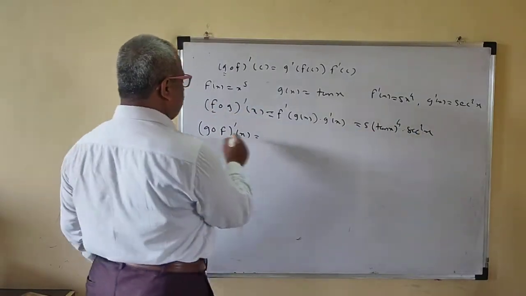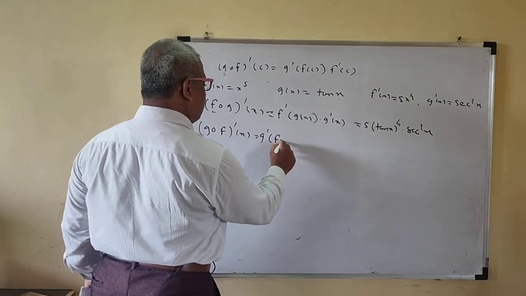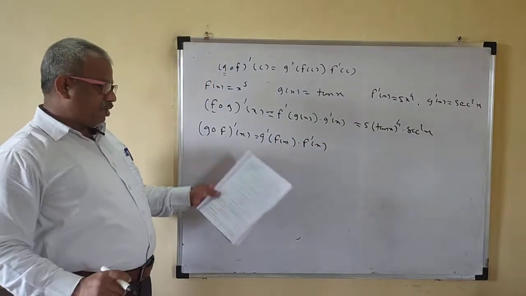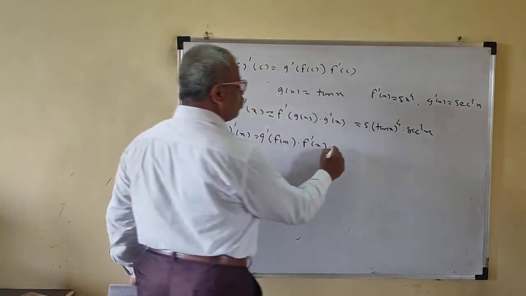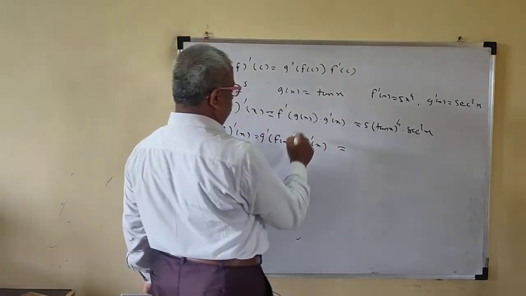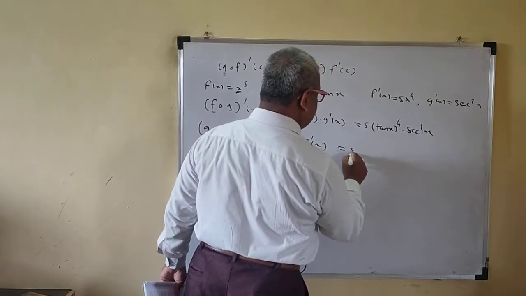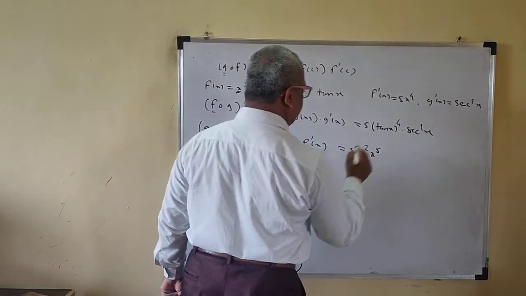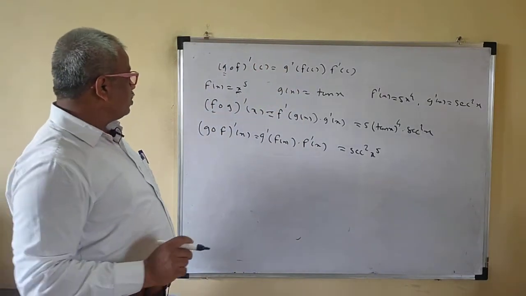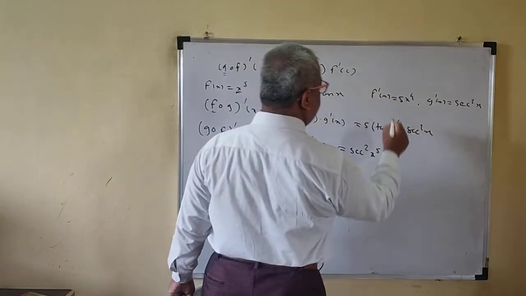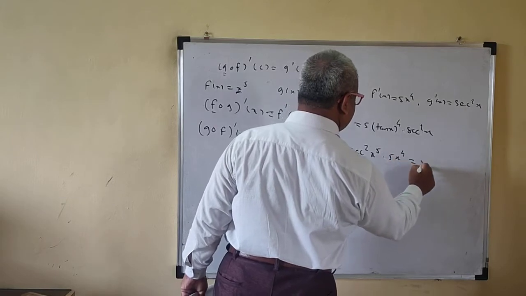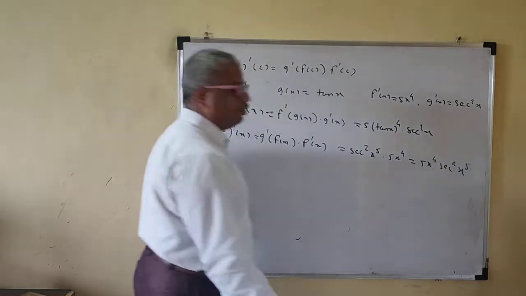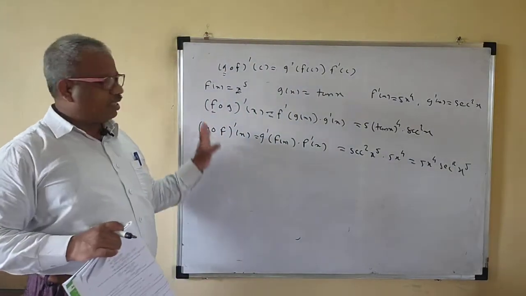Now what about this? This is g prime f of x into f prime x. Your f of x is x raised to 5. g prime is sec square, so this is sec square of f of x, which is x to the power 5, into f prime x. Your f prime x is 5x to the power 4. So this is 5x to the power 4 sec square x to the power 5. In this way you can differentiate like this.